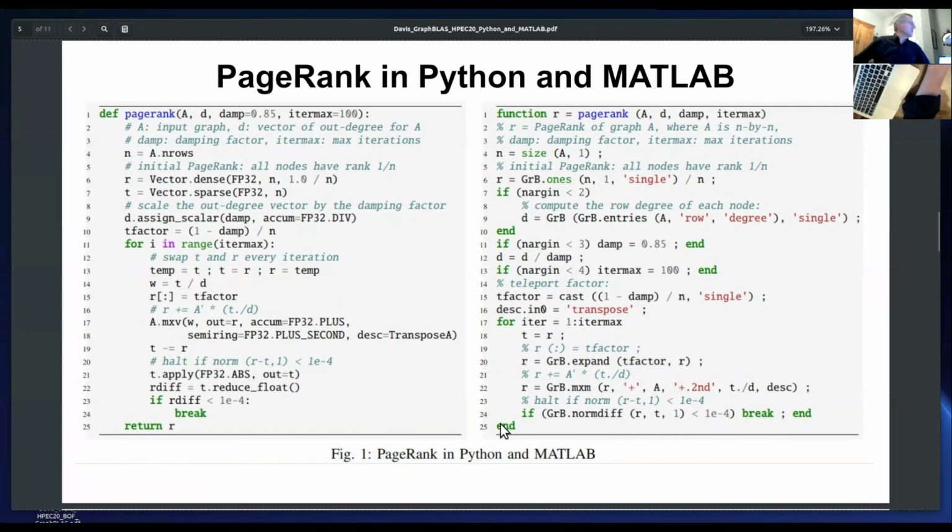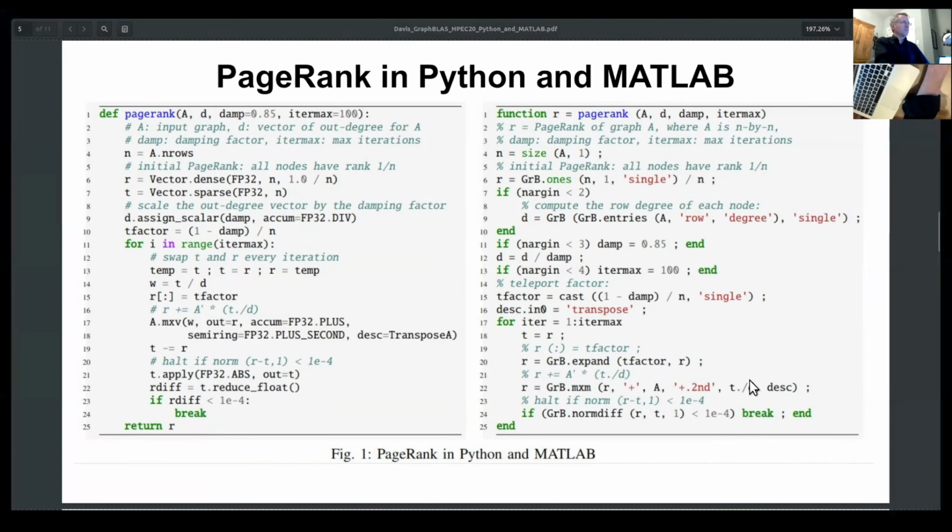Lines 17 to 25 of both codes form the core of the PageRank iterations: a scalar to vector expansion, then A transpose times the last rank vector R divided by the degree vector D element-wise, and then accumulated back into the vector R. We use the plus second semiring. The second function is the multiplicative operator, f of x, y, is just y. Rather like 1 times y, if the values in A were all equal to 1.